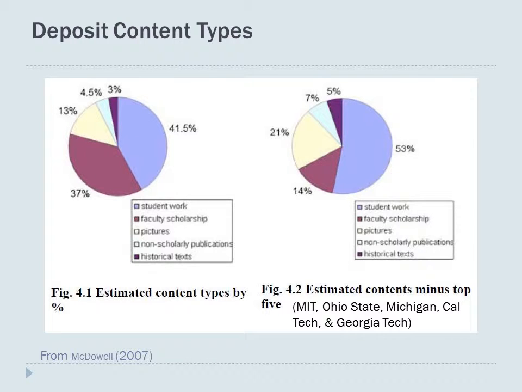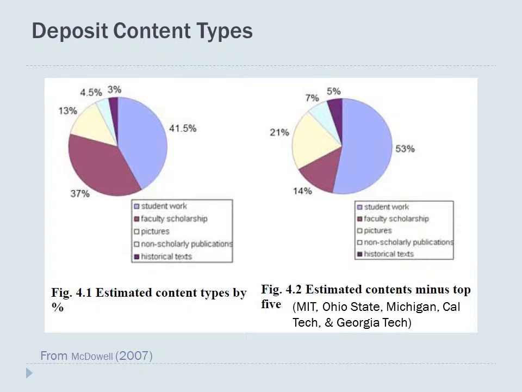A look at what content is already deposited into institutional repositories in the United States found that only a little more than a third of the content has been authored by faculty. More content has been recruited from student work than from faculty. The largest universities for institutional repositories are contributing the most of that faculty content.